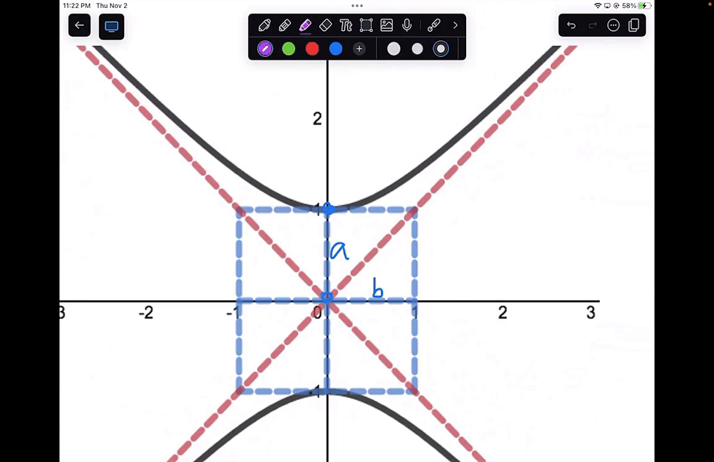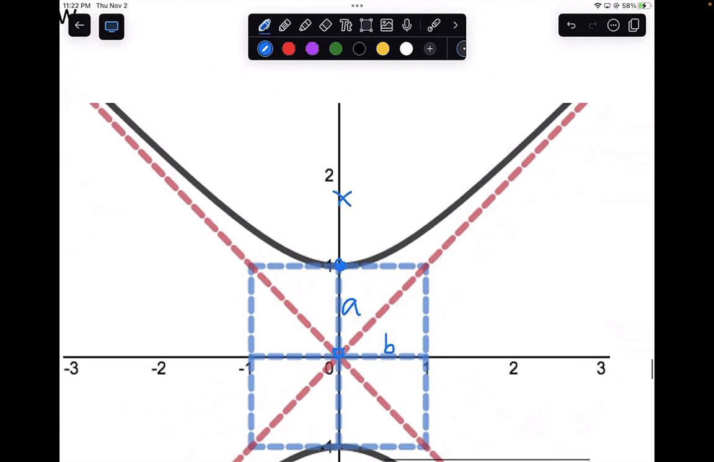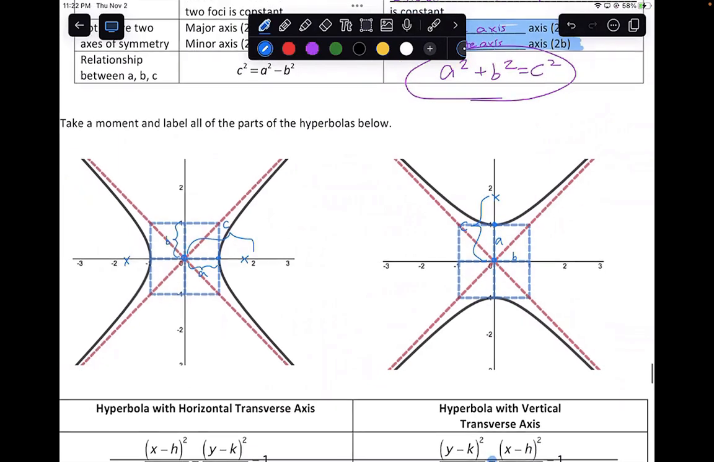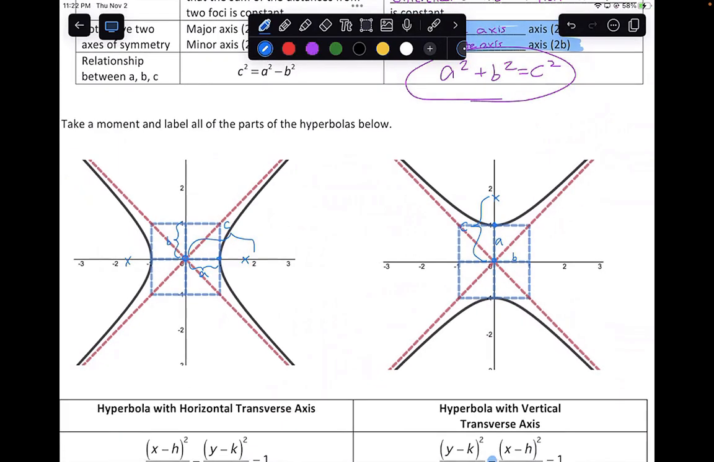By the way, the transverse axis is the one connecting the vertices, and the conjugate axis is the one going side to side, the 2B right there. I guess if you want to label one of your foci up there, this would be your C value at the top. Okay, so that's the A, B, and C values.